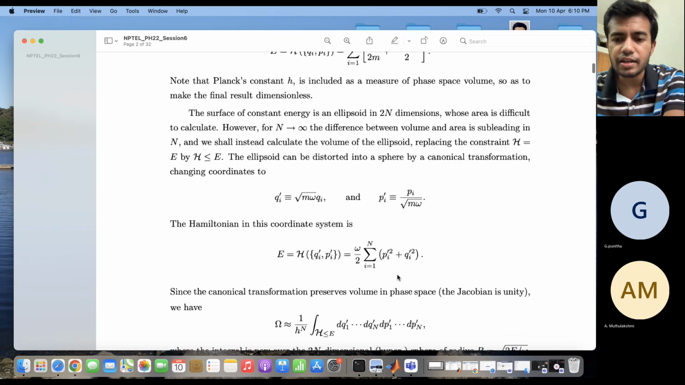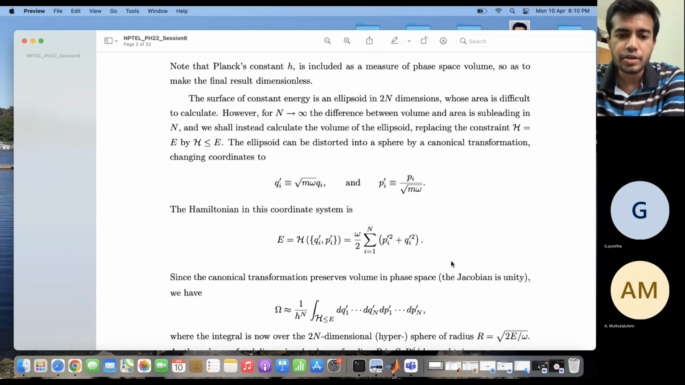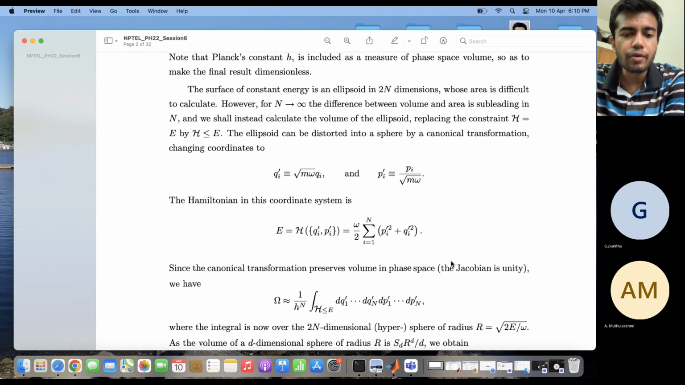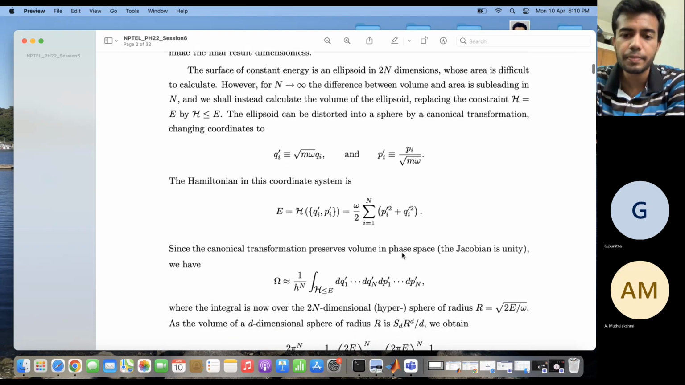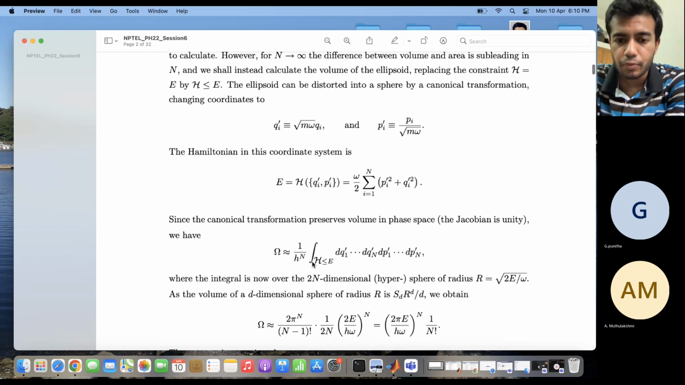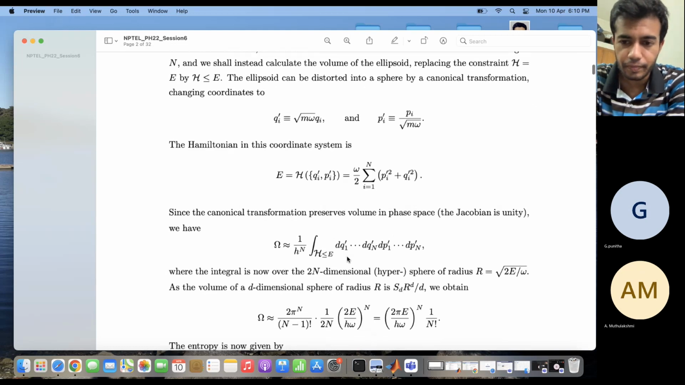So you see that in the phase space which is spanned by the pi dashed and qi dashed, this Hamiltonian actually represents a sphere in 2n dimensions instead of an ellipse. Right, so this is how it makes our calculation easier. So what happens is that we now calculate the surface area of the sphere in the space spanned by pi dashed and qi dashed, which is given by this integral over here.